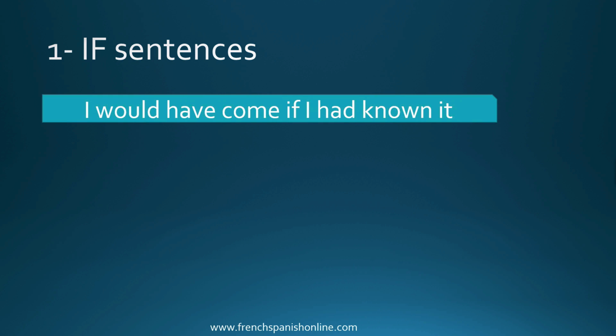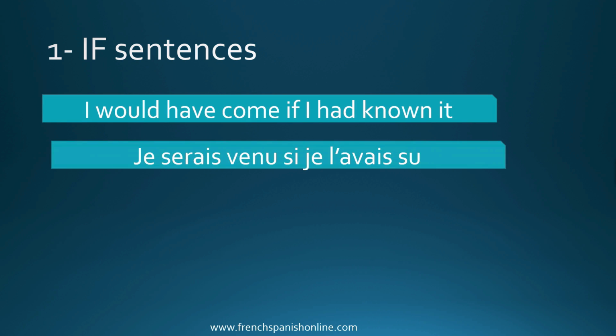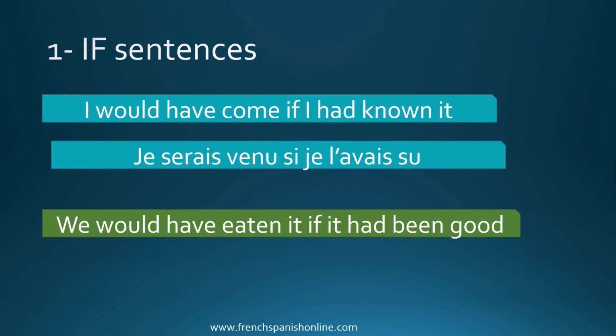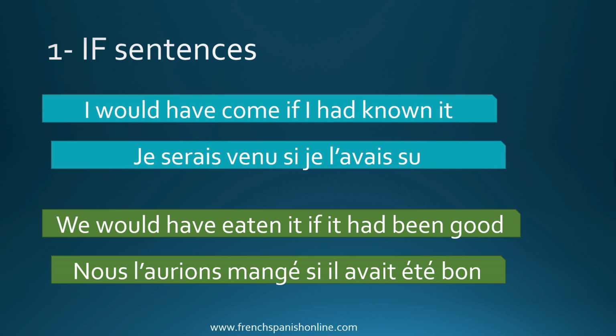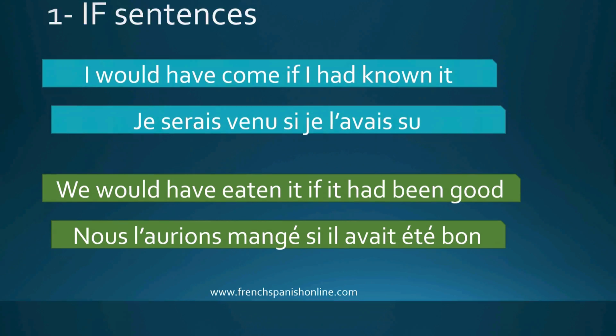I would have come if I had known it. Well, in French, exactly the same thing. Je serais venu si je l'avais su. Even the second part after if is the same thing. We would have eaten if it had been good. Nous l'aurions mangé s'il avait été bon. Again, the same structure here.